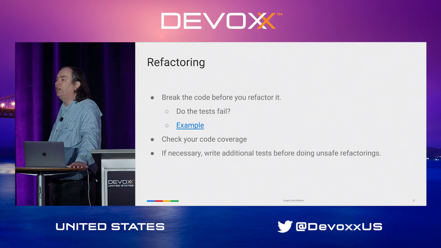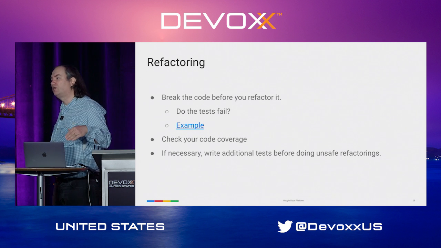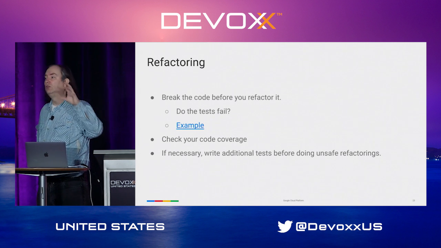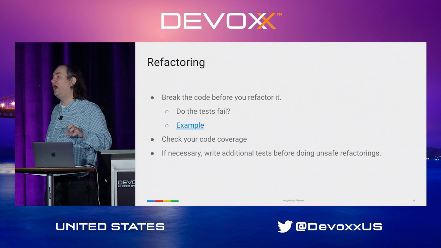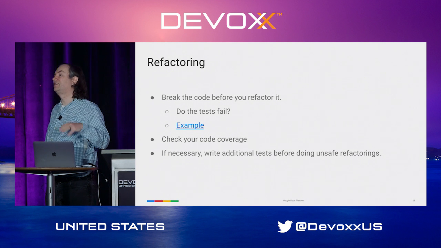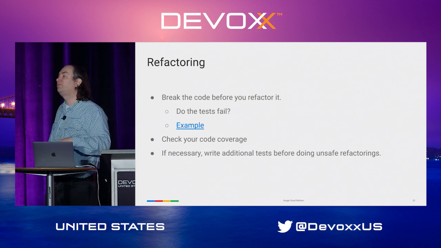For refactoring, as well as deliberately trying to break the code and making sure the tests fail, if you're measuring code coverage, which I recommend, you can look at your graphs. You can see, is this line at least covered? That doesn't guarantee that you've really got a test, but it's a prerequisite.